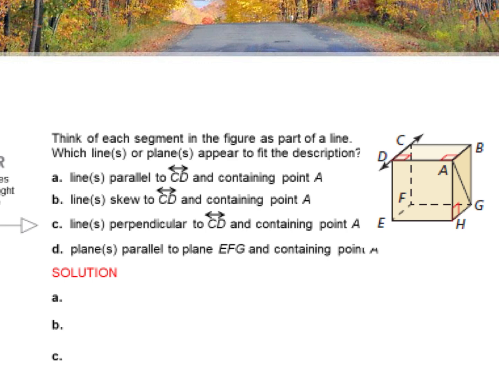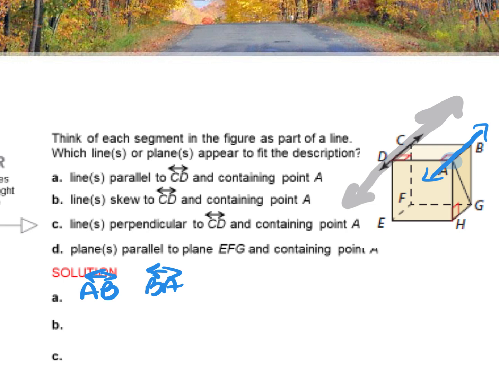So for part A, it wants a line that is parallel to CD. And CD, they've already shown the line here. That includes point A. And point A is here. Can someone name a line that is parallel to CD but includes point A? Good. Okay. And again, the order that you name it doesn't matter. So this one would be parallel, including point A.